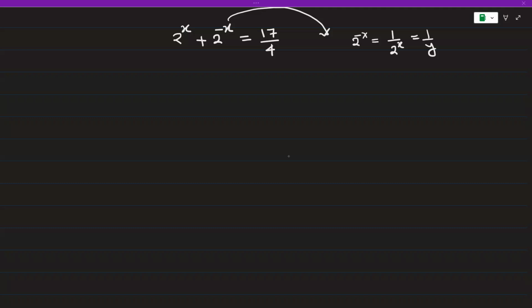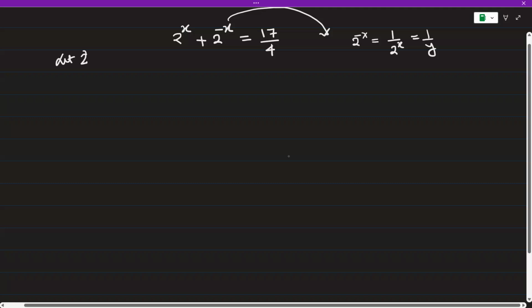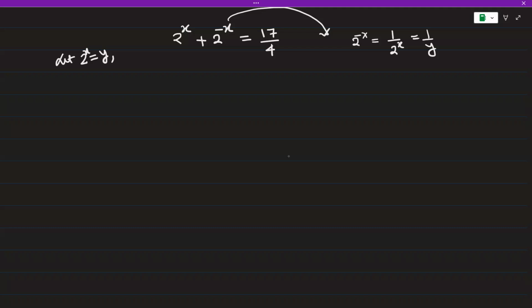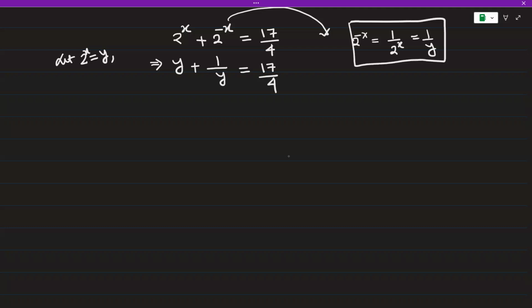2^x + 2^(-x) = 17/4. To solve this question, first we assume let 2^x = y. That means we can substitute: y + 1/y = 17/4, since 2^(-x) = 1/2^x, which we can write as 1/y.